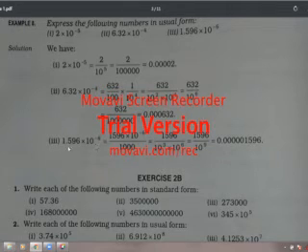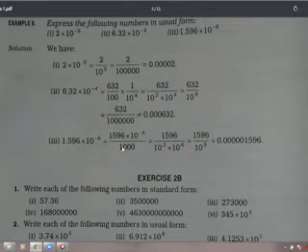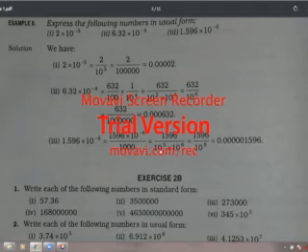At first the point has been removed, and for the point there is 1, and after the point there are 3 numbers. So 3 zeros are there. So 1596 by 1000 into 10 to the power minus 6. When minus comes below, it becomes plus. So it becomes 10 to the power 3 into 10 to the power 6. That means when the bases are the same, then powers are added in multiplication. So 1596 by 10 to the power 9.